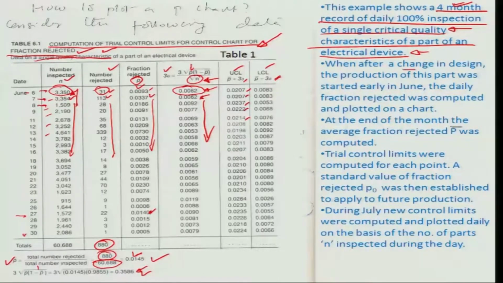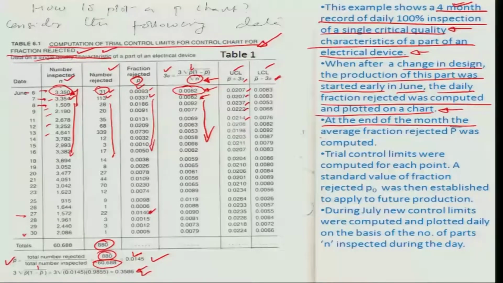So that you can keep plotting the p chart in accordance. After a change in design, the production of this new part was started early in June. The daily fraction rejected was computed and plotted on a chart, and at the end of the month the average fraction rejected, P dash, was computed every time. So, at the end of June, for example, the average fraction rejected is about 1.45%. Okay. So, now the trial control limits have to be plotted for each point.